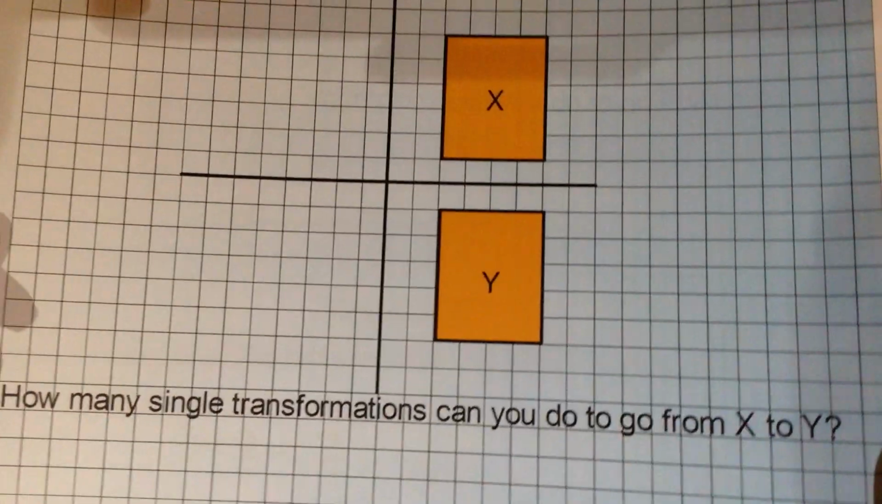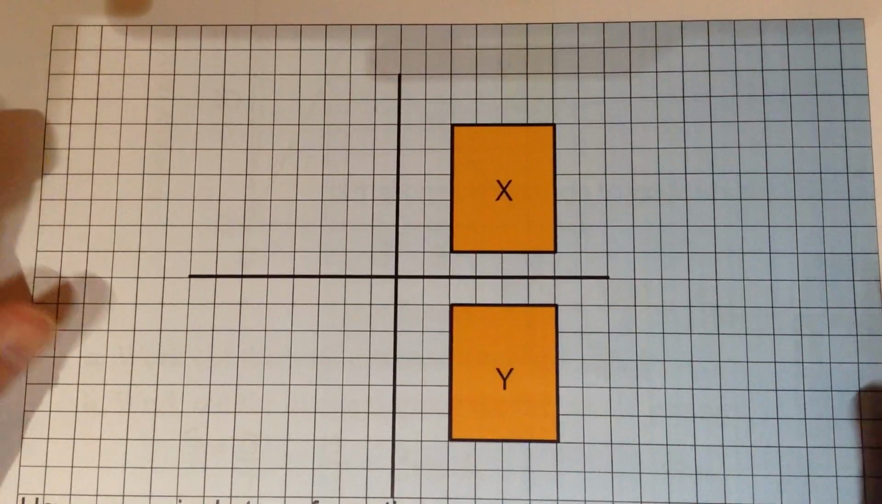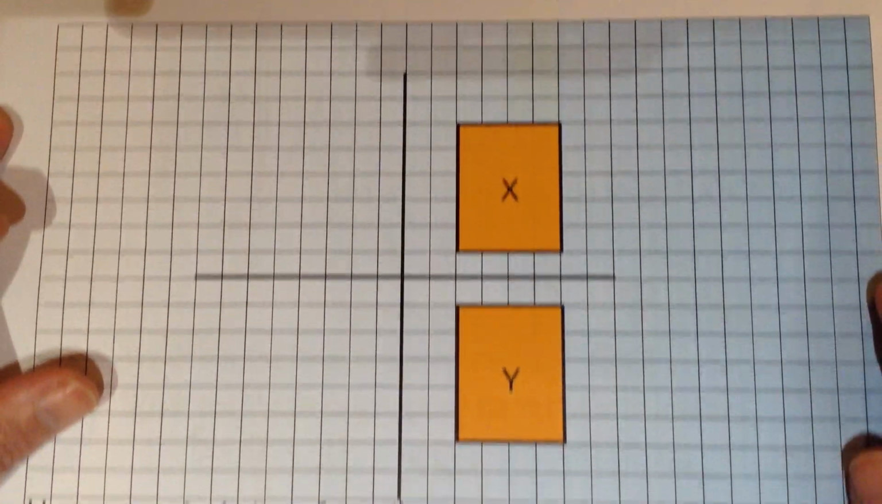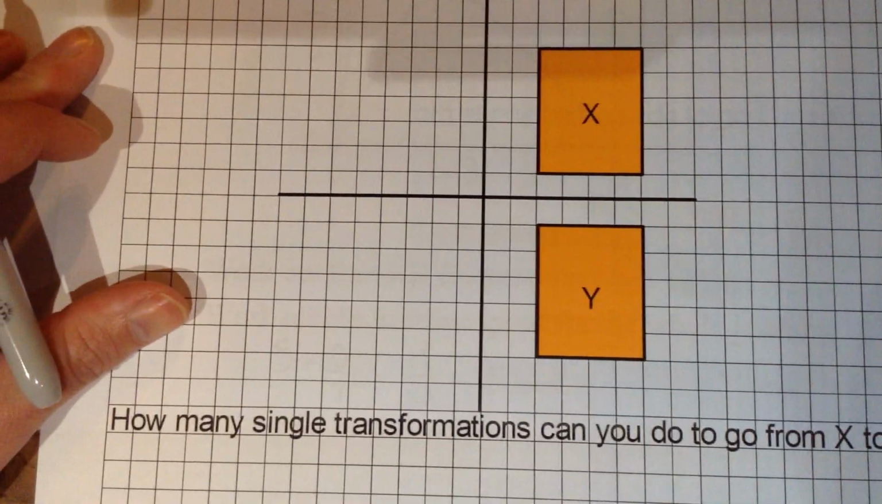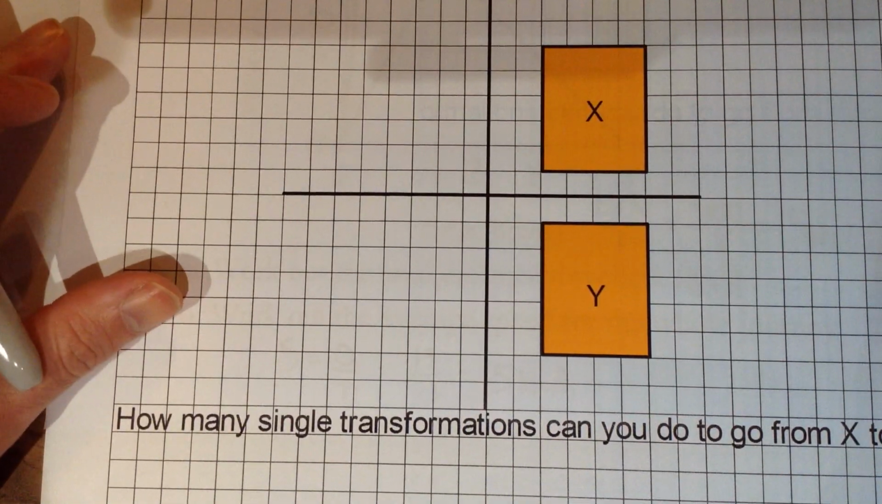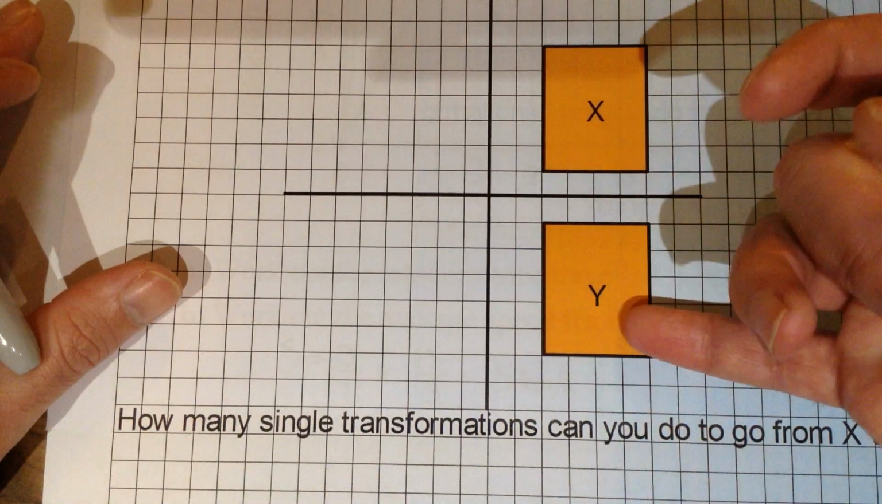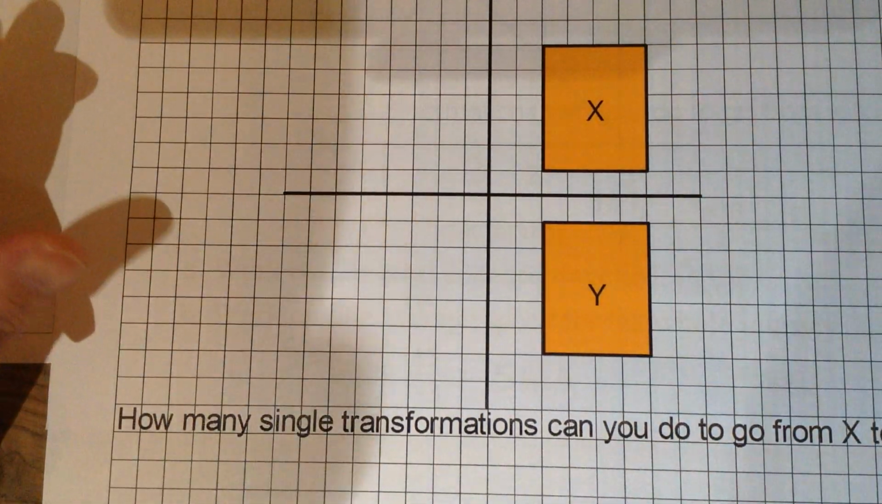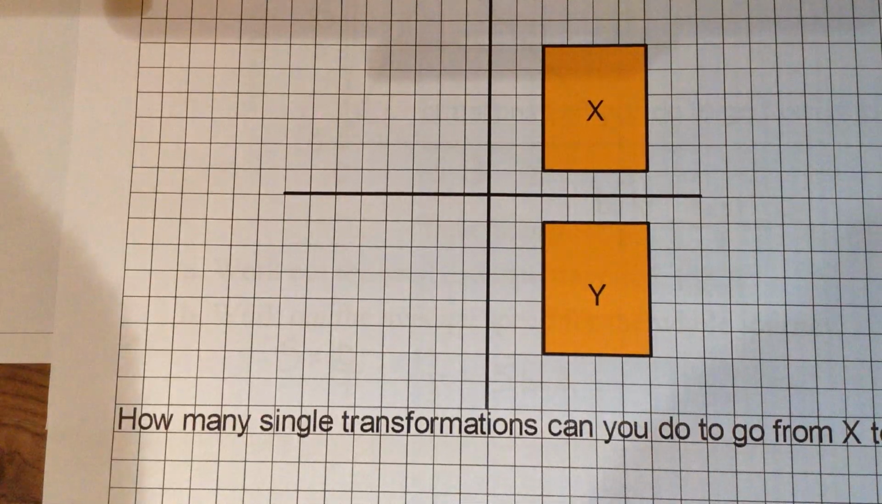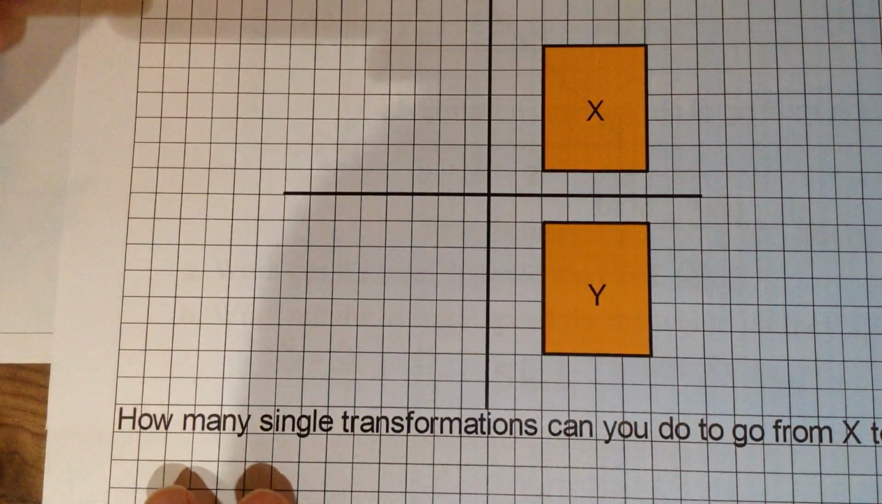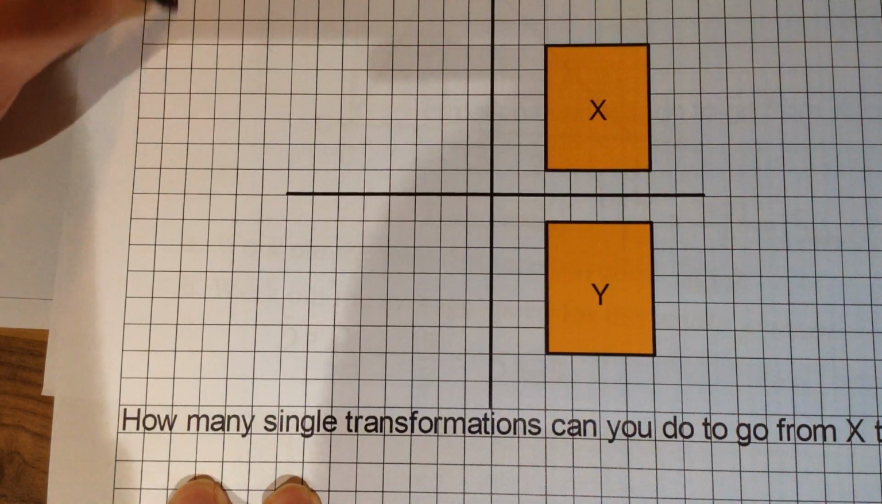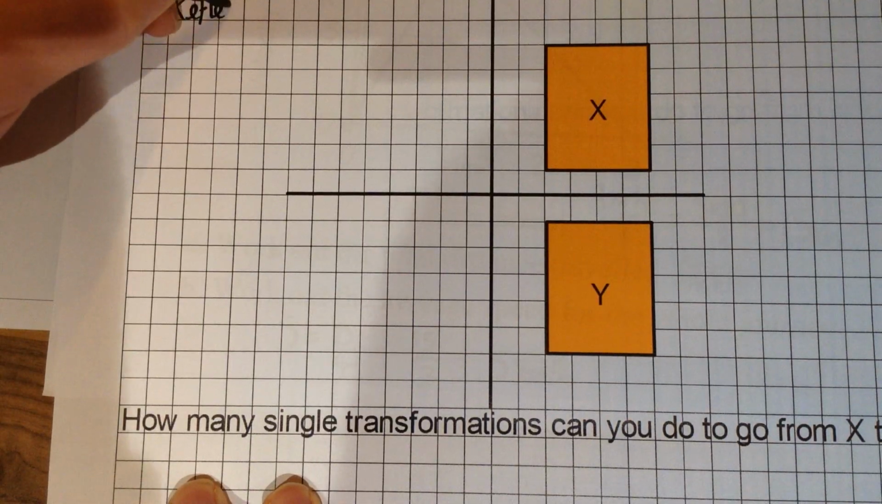The final topic in this video is all to do with transformations. So here the question is asking us, how many single transformations could you get that would take us from X to Y? Well, there are 4 transformations that we need to consider. Let's go through each one at a time. The first one is reflection.